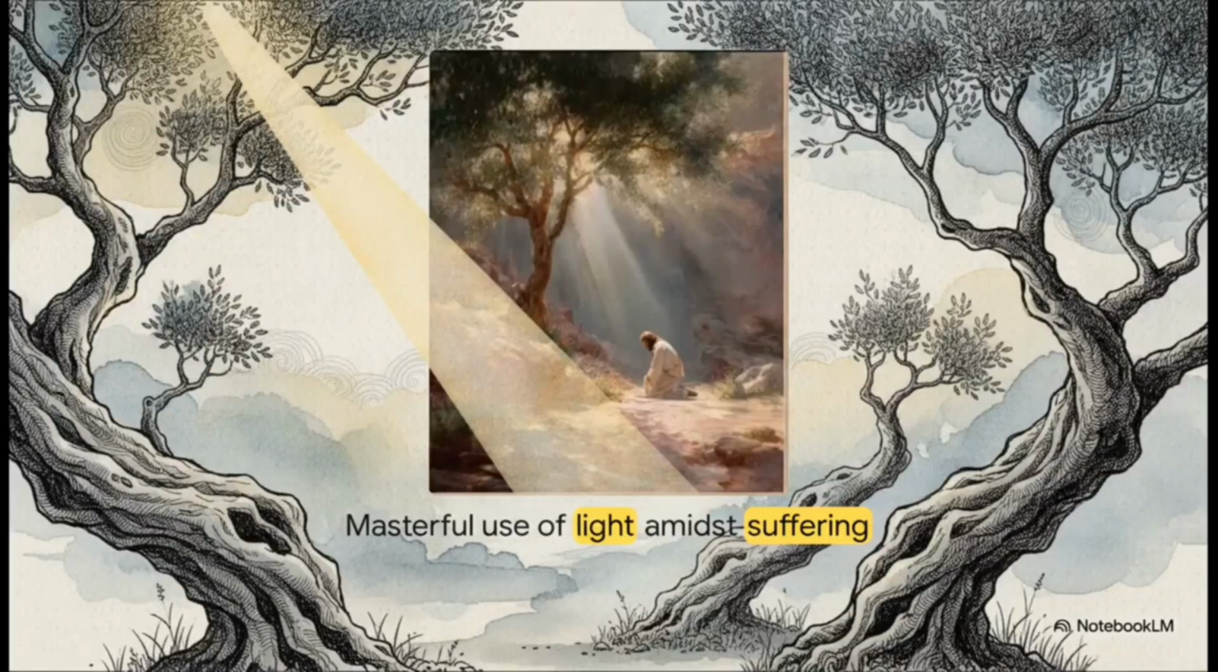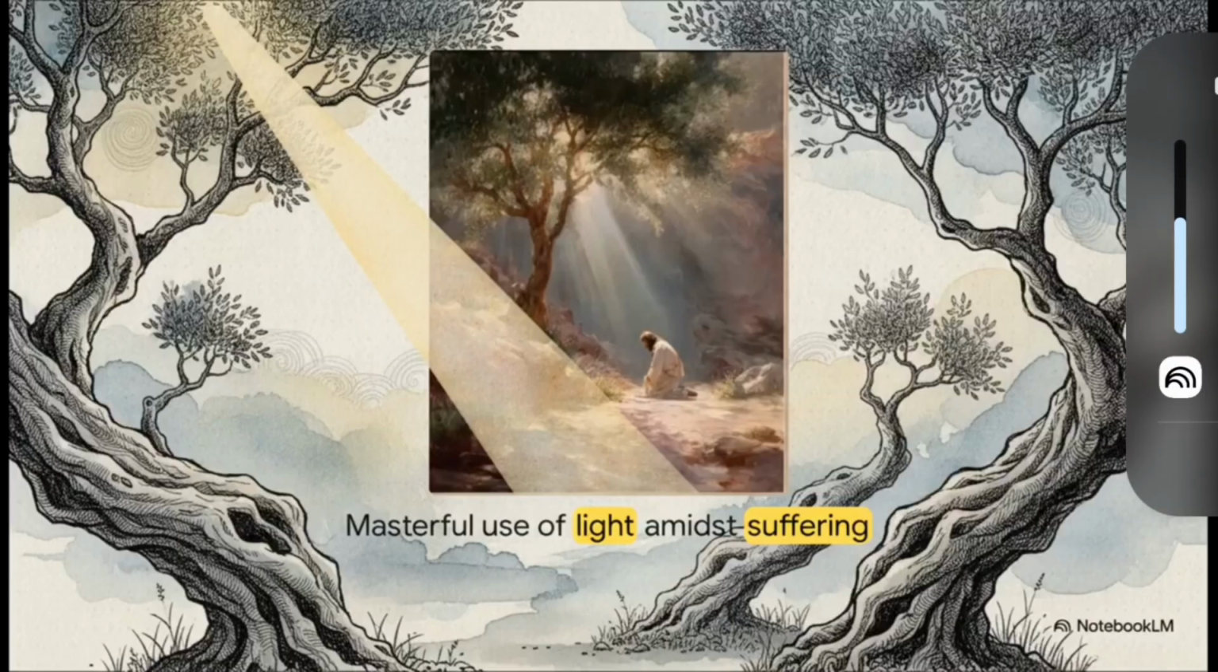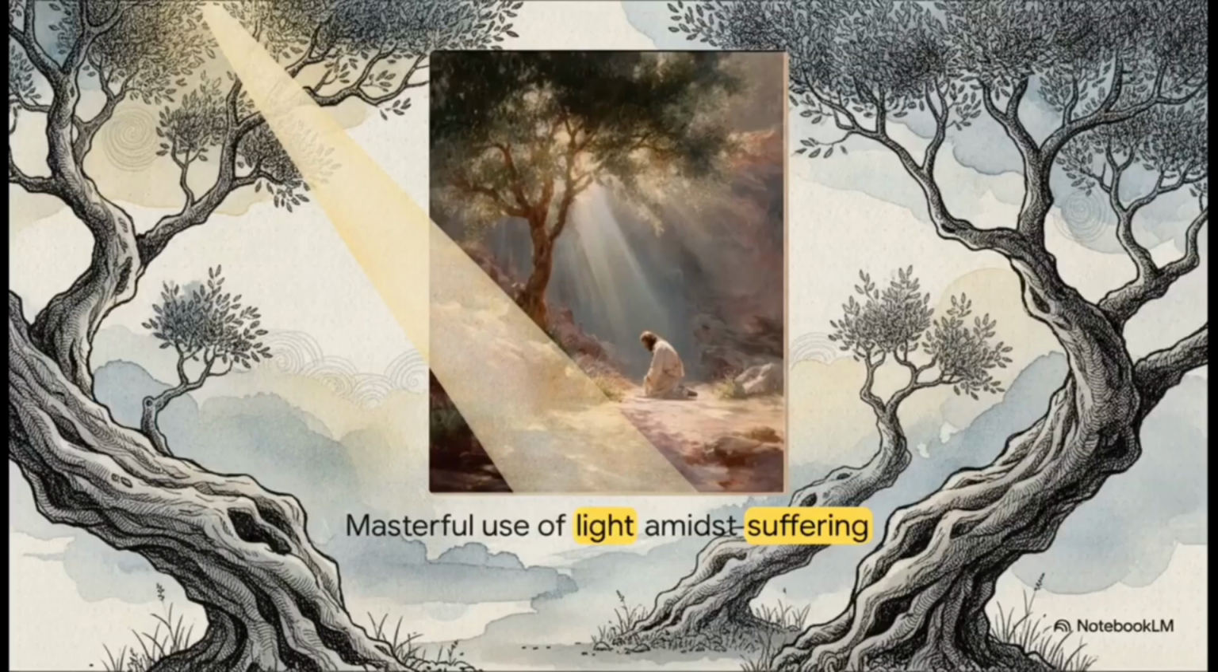As the narrative reaches the agony in the garden, the whole tone shifts. Look at the masterful, really dramatic use of light here. You have this single, powerful beam piercing through the darkness, filtering right through the gnarled, twisting branches of an ancient olive tree, and it beams directly onto the solitary kneeling figure. The artist is using this stark contrast between the heavy, earthly struggle of that rugged landscape and the ethereal, untouchable light to represent divine presence right in the middle of deep human suffering.